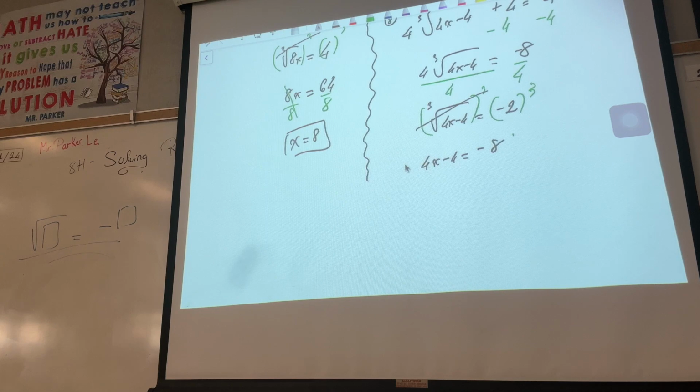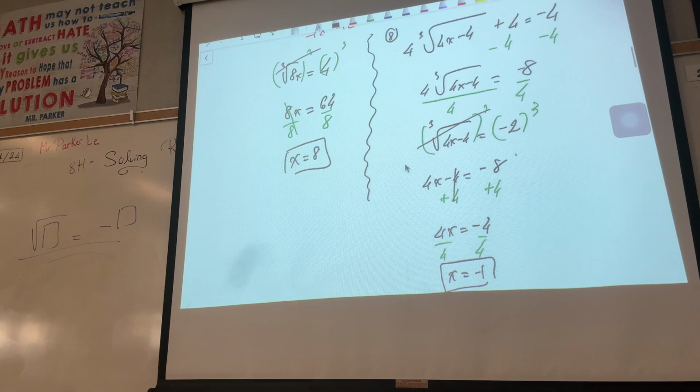Last step. Next step. Add 4. This is gone. So 4x equal to negative 4. Good job. Divided by 4. Awesome. X equal to negative 1. You get 1 point. Again, no need to check, right? This is the odd power. You don't even need to think about it because it's a cube. It's odd power.